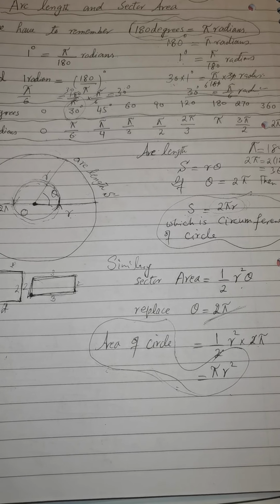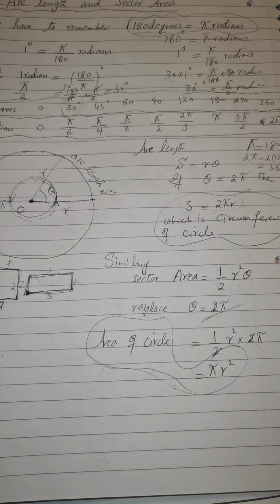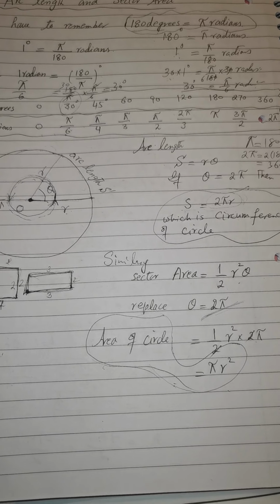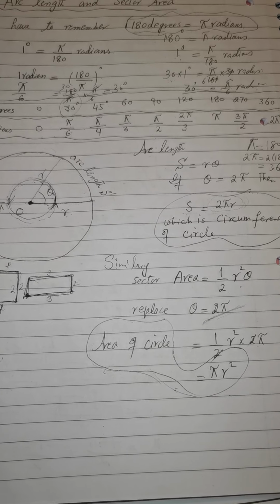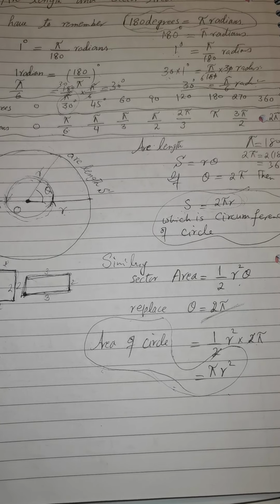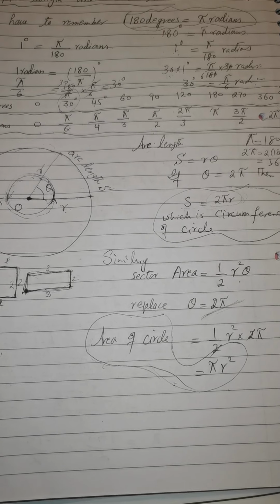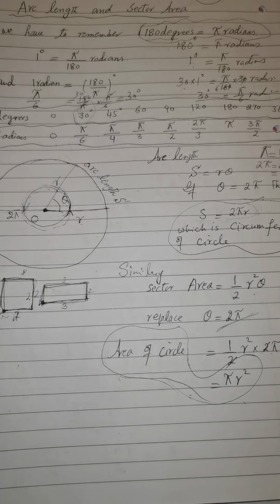S is equal to r theta, arc length. S is equal to 2 pi r, which is the circumference of a circle. Area of a sector is half r square theta. But if we want to find the area of a circle, it is pi r square.